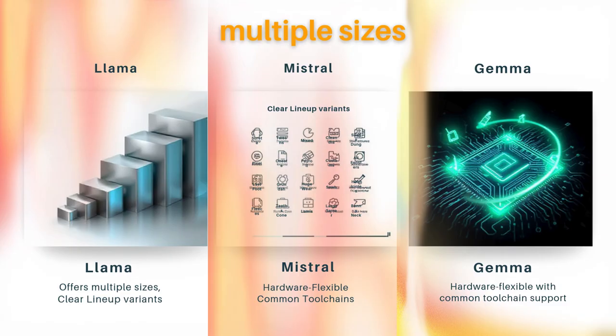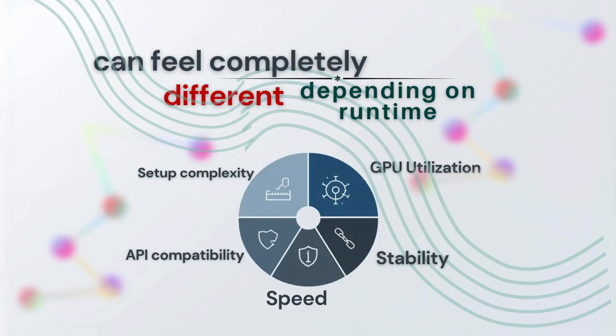VRAM. Llama offers multiple sizes. Mistral provides clear lineup variants. Gemma is often positioned as hardware flexible with common toolchain support. The same model can feel completely different depending on runtime. Setup complexity, speed, GPU utilization, API compatibility, and stability vary by engine.